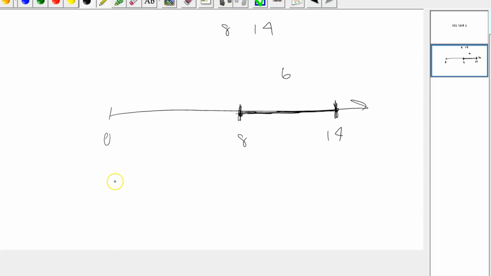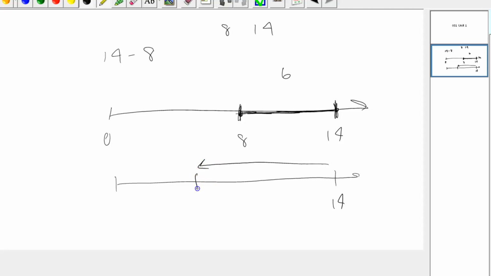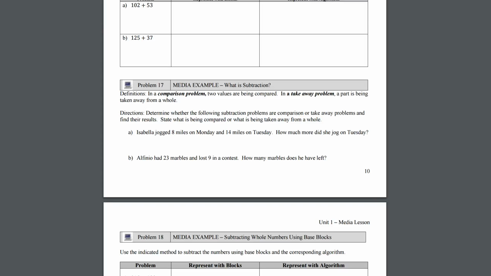Okay, so just comparing and contrasting this to, they could set this problem up as 14 minus 8, which they could think of as 14 take away 8. Start at 14, take away 8, and get to 6. Okay, so it's two different interpretations of subtraction, and they should be exposed to both. And then notice this one is a takeaway. You have 23 marbles, you lose 9, so you're taking away the part 9 from the whole of 23.